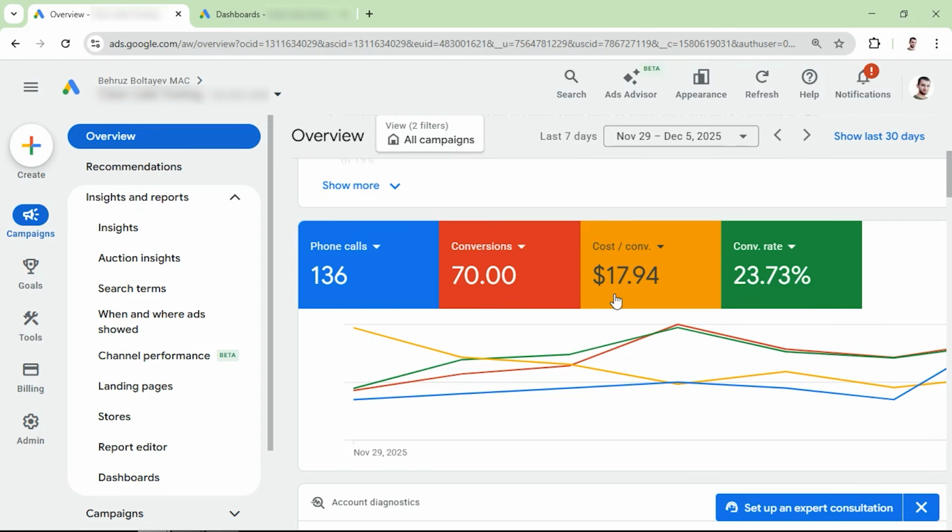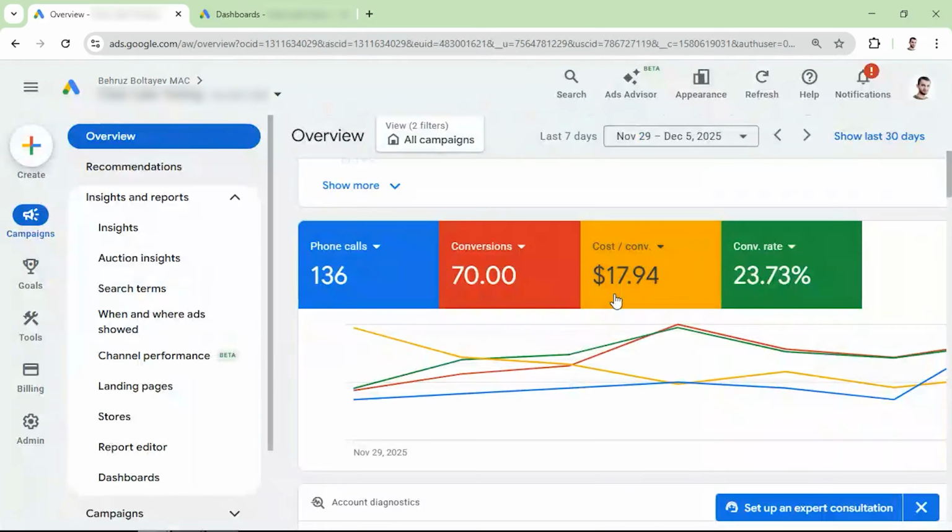Let's say not every conversion you get can be a real lead. Maybe 1 out of 3, maybe 1 out of 2 might be a real lead. And you can, let's say, calculate it could be $36 per lead or it could be $54 per lead. And based on those numbers, you can calculate your ROI and profitability.